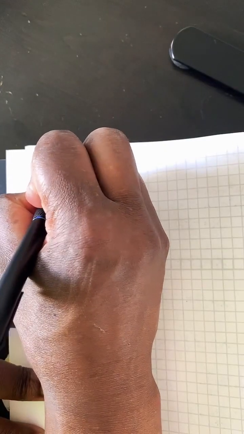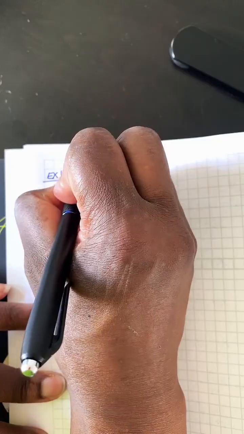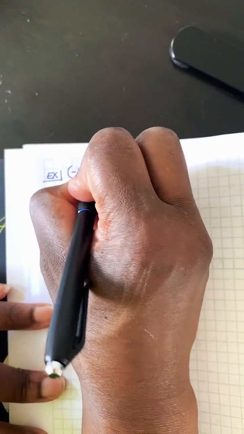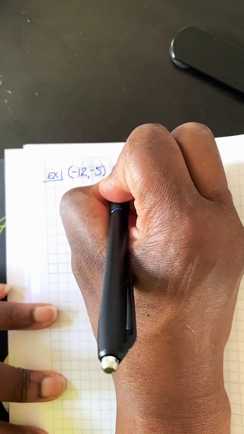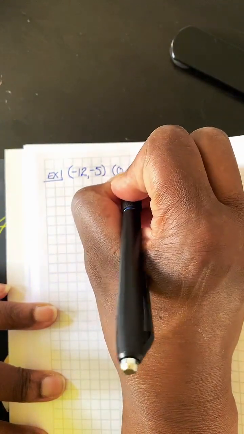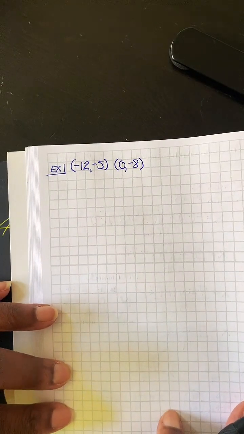All right. So if we have the points (-12, -5) and (0, -8), we are just looking for our slope.